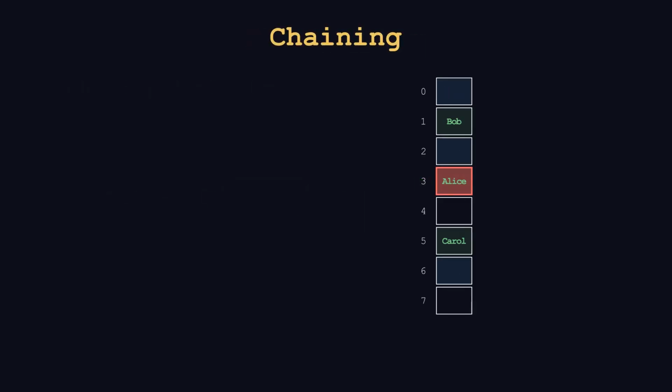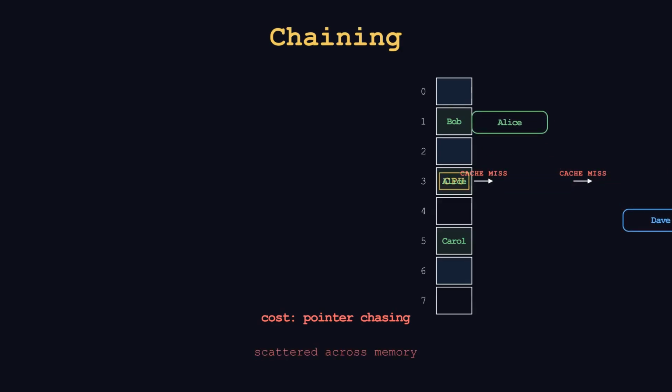The classic approach is called chaining. Each bucket holds a linked list. When 2 keys collide, the second one just attaches to the chain. To look something up, you hash to the right bucket, then walk the list. Simple, but there's a cost. Every pointer you chase is a cache miss because those list nodes are scattered across memory.